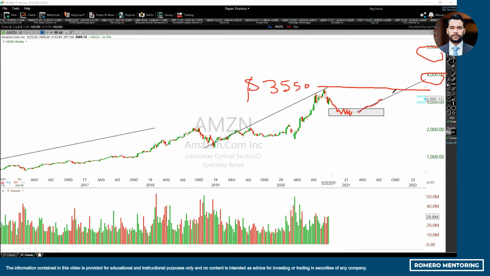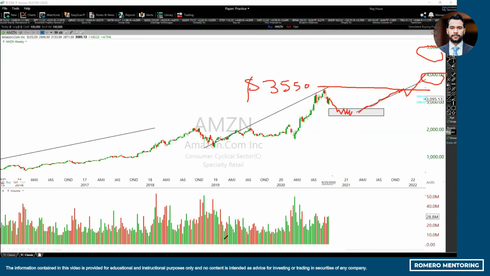$550 would be the first milestone. Maybe zigzag here and then move to the next level, which would be $4,000. I think this can definitely happen. From a probability standpoint, 60 to 70% that this might play out like this. And they normally don't play out exactly this way.